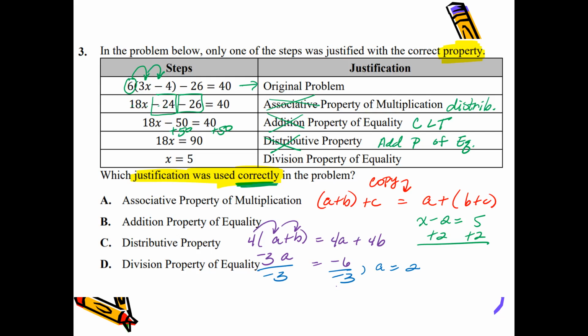And then lastly, how I got 5 is I divided by 18 on both sides. And in this situation, did I divide? Yes, that actually is correct. So which one is correct? Division property of equality, so D as in dog. That was the only one that was used correctly.